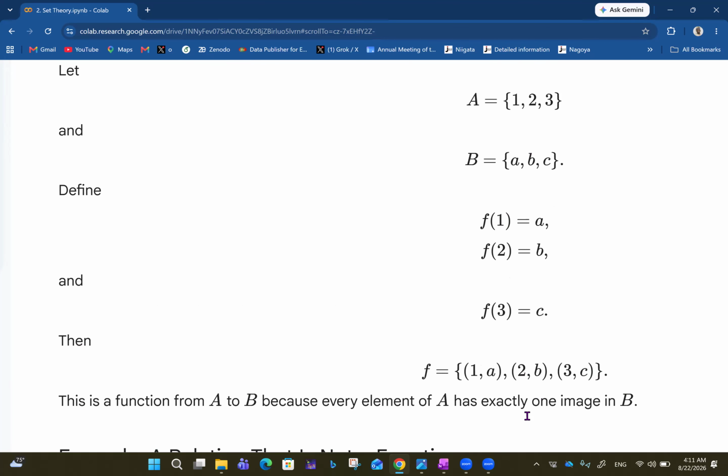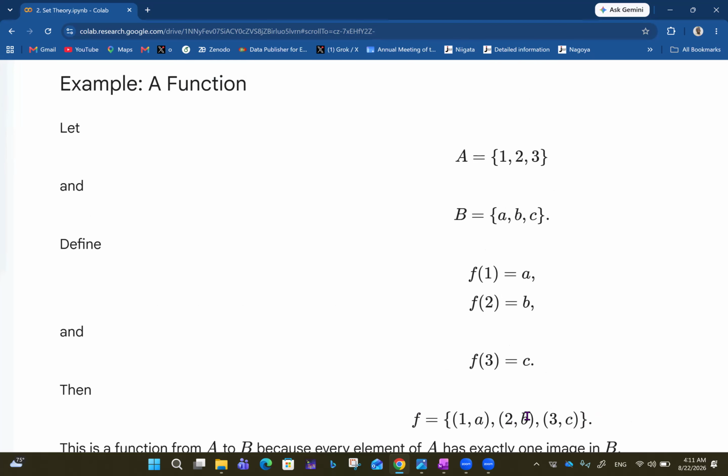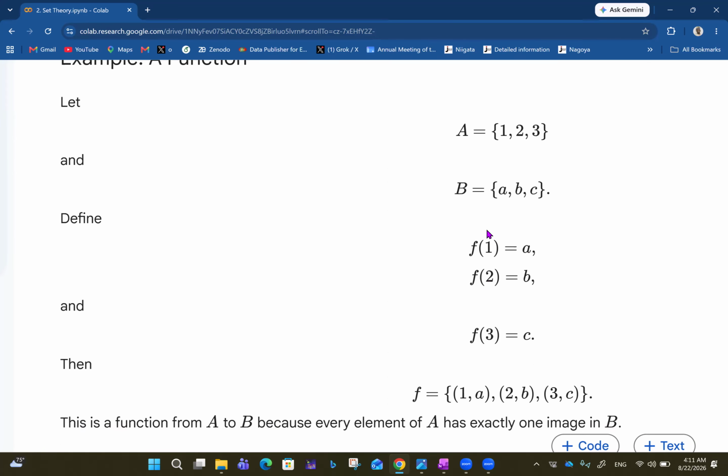An example of a function is what we have here. So A is {1, 2, 3}, B is {a, b, c}. So define f, so that f(1) is a and f(2) is b, like that. So 1 is mapped to a and 2 is mapped to b, and then 3 is mapped to c. If we have that, then we say that the function is {(1,a), (2,b), (3,c)}. Like that is a function. First of all, every element here has an image, and no element has more than one image. That's the deal. So this is a function from A to B because every element of A has exactly one image in B.